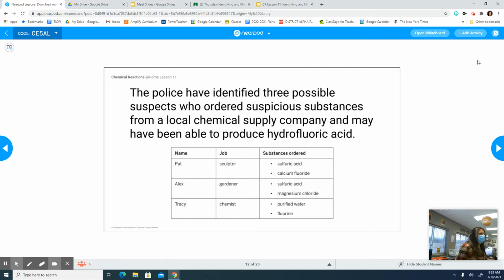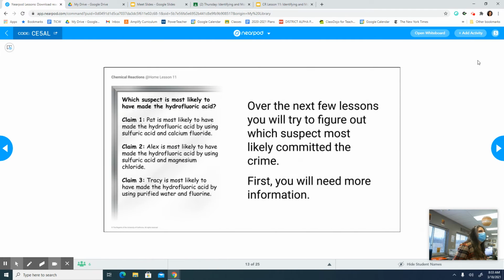Pat is a sculptor, and he ordered sulfuric acid and calcium fluoride. Alex is a gardener. He ordered sulfuric acid and magnesium chloride. And Tracy is a chemist. He ordered purified water and fluorine. Over the next few lessons, we're going to try to figure out which suspect most likely committed the crime. First, you're going to need some more information.